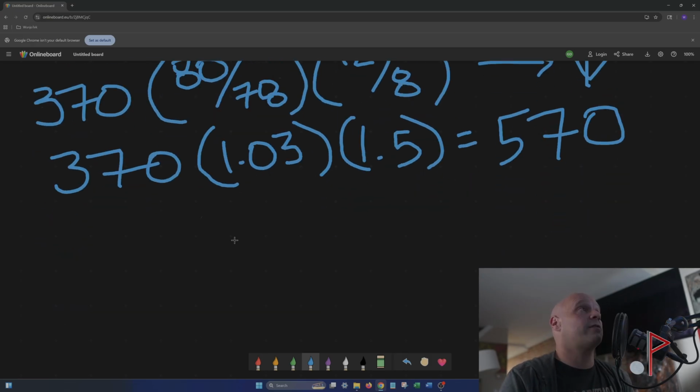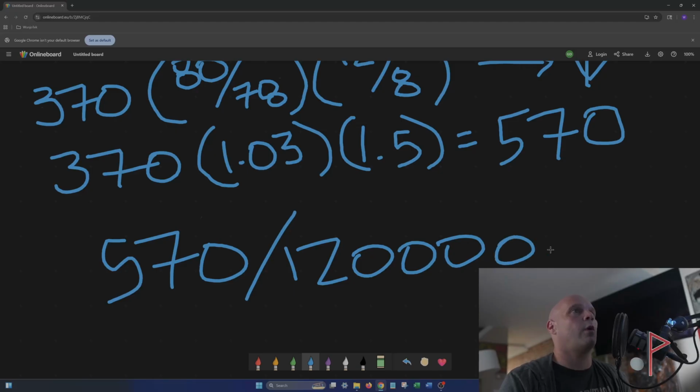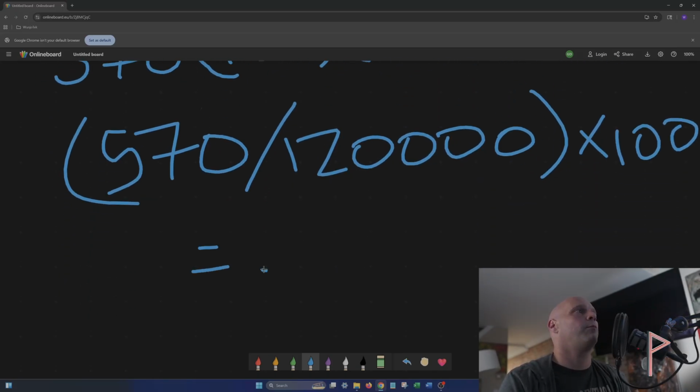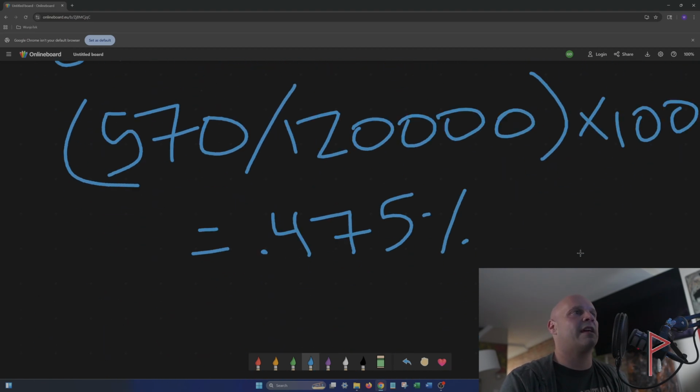Well, let's find that out, right? So we've got 570, which is our tRFC new, and we divide that by our tREFI new, which is 120,000. And we multiply that result by 100, and that's going to give us 0.475%. Close enough, right? Close enough to 0.463%.